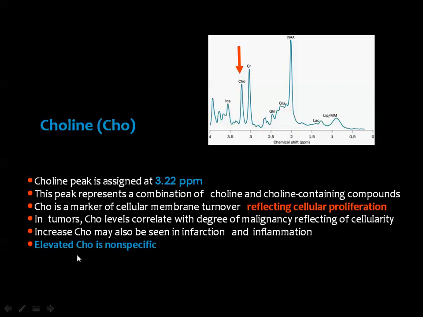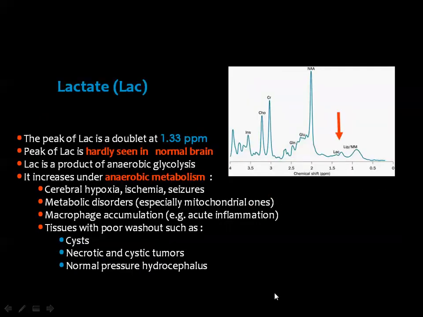And the choline is elevated in almost every brain pathology except a few I will mention, and hence the elevated choline is considered non-specific. Then you come to the lactate, and the lactate is not seen in the normal brain, but the site of the lactate peak is at 1.33 ppm here in this particular area of the curve.